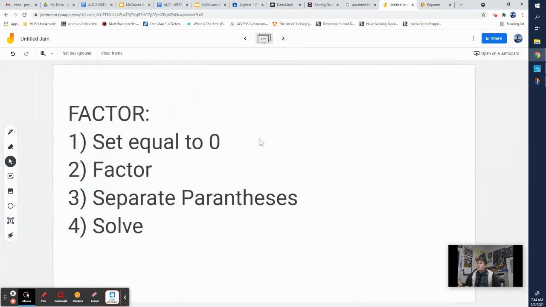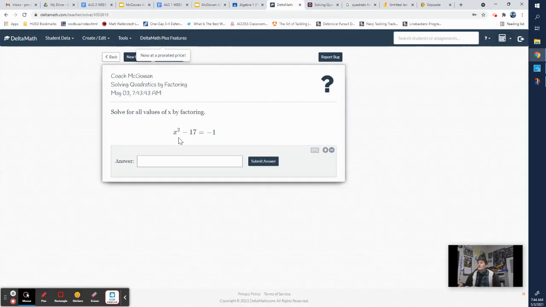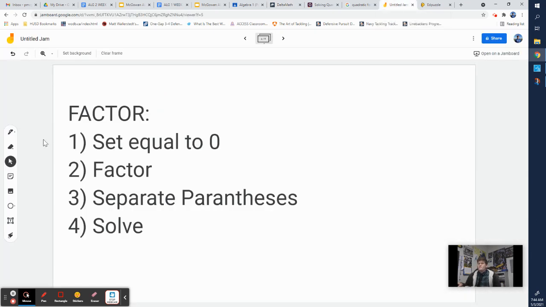First off, factoring. Remember those steps: setting it equal to 0, then factoring it out, separating those parentheses, both equal to 0, and then solving. Take a look at this one here. We have x squared minus 17 equals negative 1. If I'm going to use factoring, this is going to end up as a special case. This is going to be a nice one. x squared minus 17 equals negative 1.